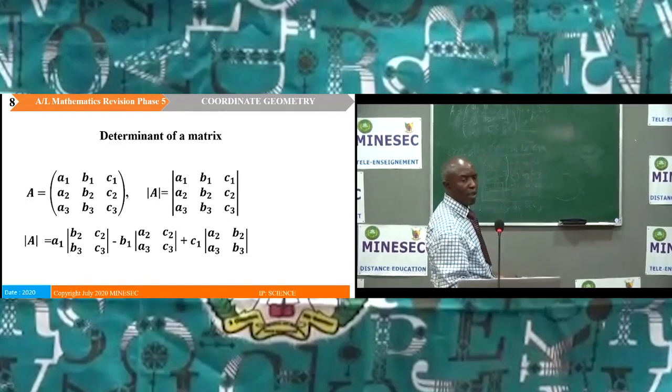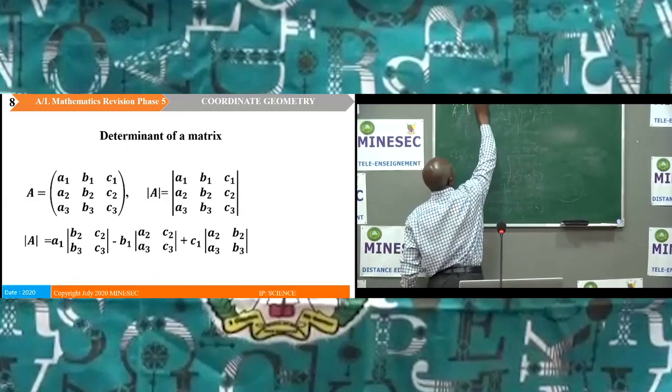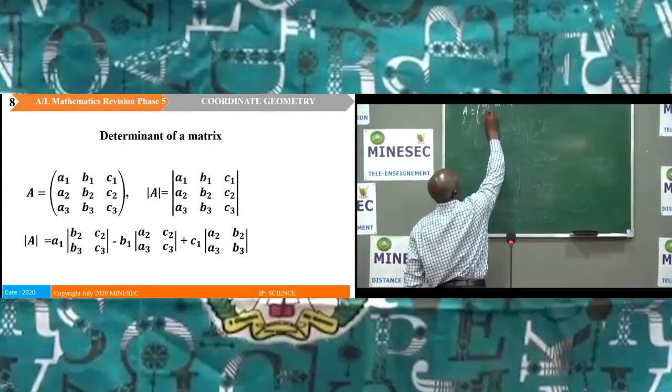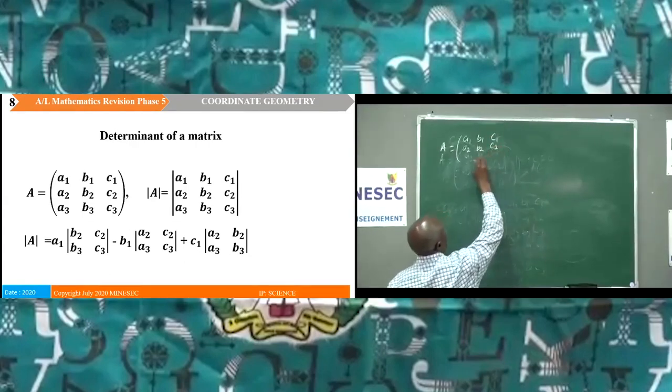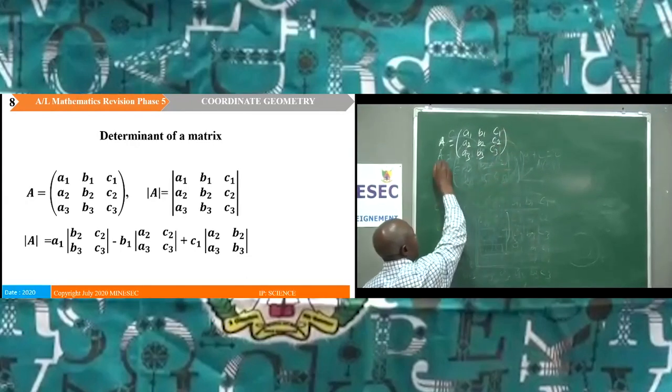If we have the matrix A equals A1, B1, C1, A2, B2, C2, A3, B3, C3, the determinant of the matrix A is equal to, we begin with the first element A1. We have A1 times the determinant of, we eliminate everything in the first row and first column, and we are left with B2, C2, B3, C3. Now we look for the determinant of this, and we multiply with A1.